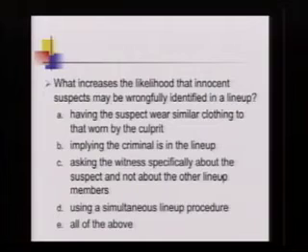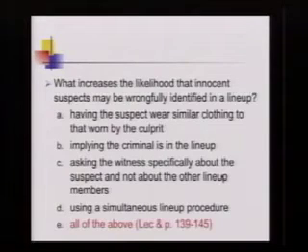Okay, what increases the likelihood that innocent suspects may be wrongfully identified in a lineup? Now remember, if there's more than 2 correct, I'm giving you the answer. The answer is E. All of those are true. So the correct answer would be E.